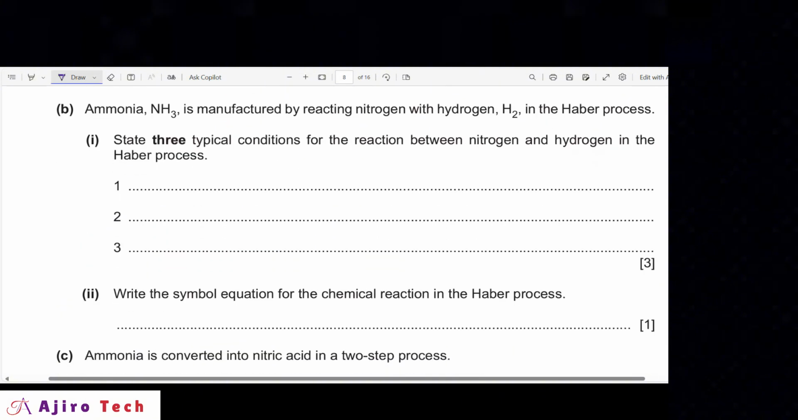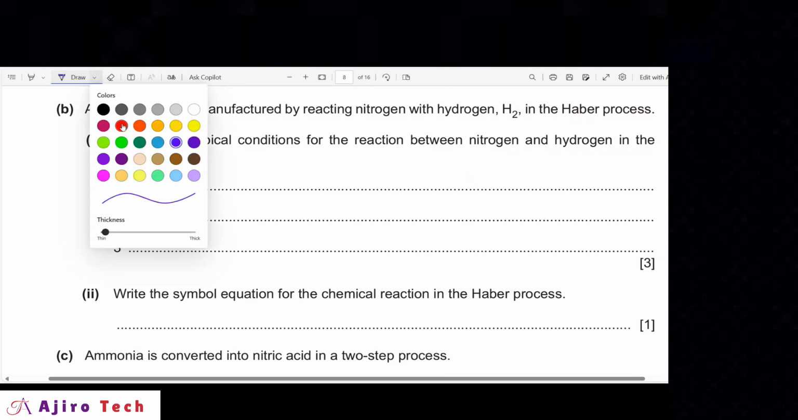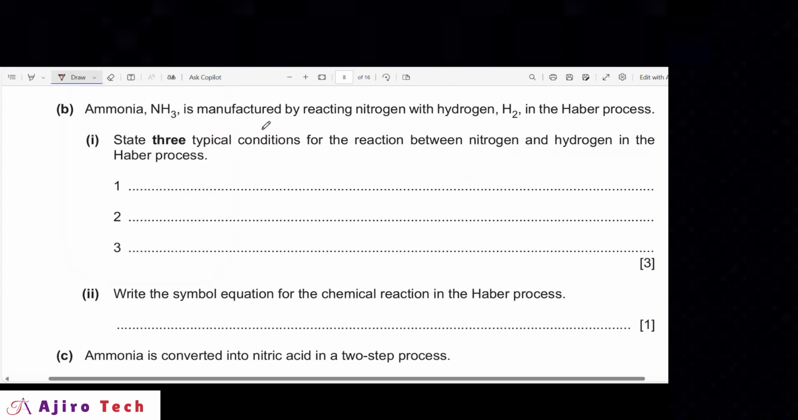Ammonia is manufactured by reacting nitrogen with hydrogen. We have to give the typical conditions for the Haber process. This is always what I call a traditional question. It's always coming out, right?